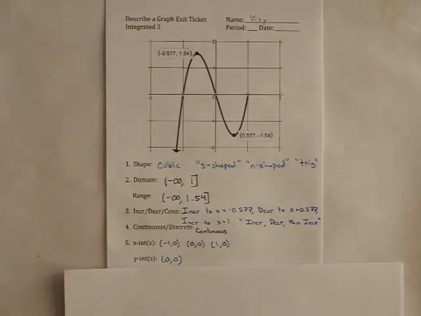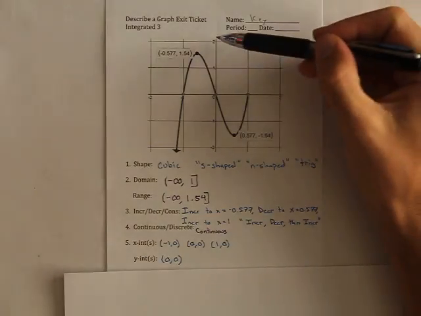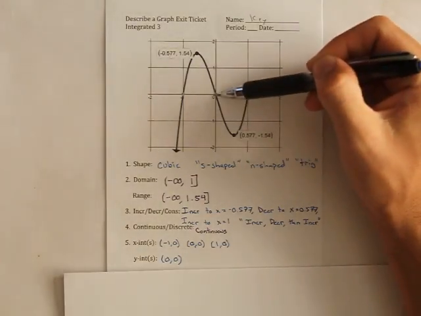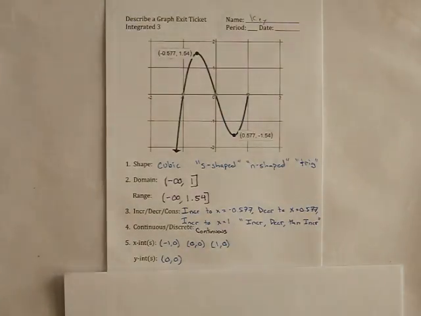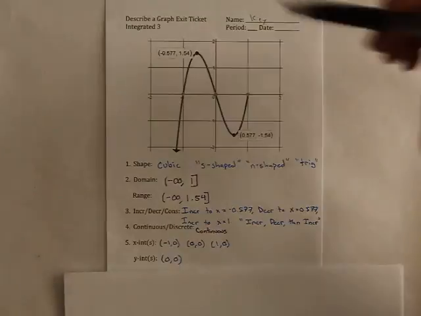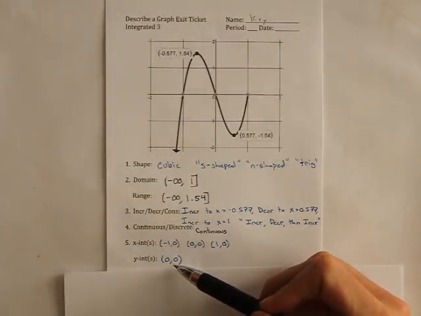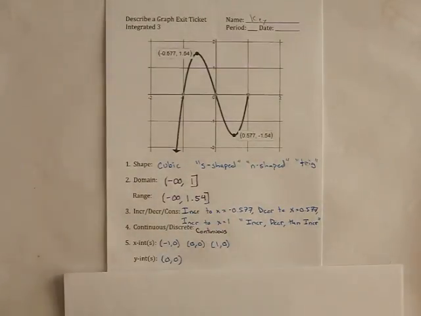Now in terms of the y-intercept, I'm looking right here on the y-axis, and I cross it at one point, right here, the origin, which is (0, 0). So I would take that, okay? And it is possible to have the origin be both an x- and y-intercept because it is crossing both axes. Okay?